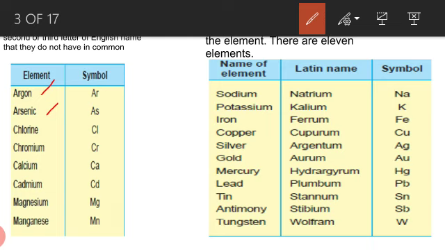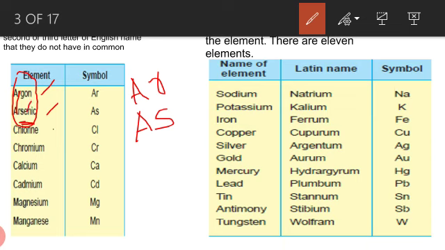Argon and arsenic both have A and R. The first letter is the same and the second letter is also the same. What will we do? We have to take any one third letter. First, argon, we take Ar, the first and second letters. Already given to argon, Ar. So for arsenic we cannot give the same symbol, right? So we give As, the first letter and the third letter.